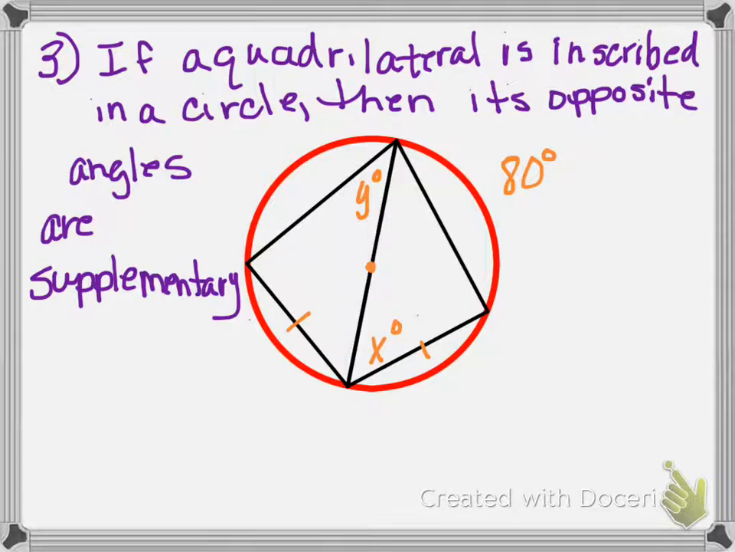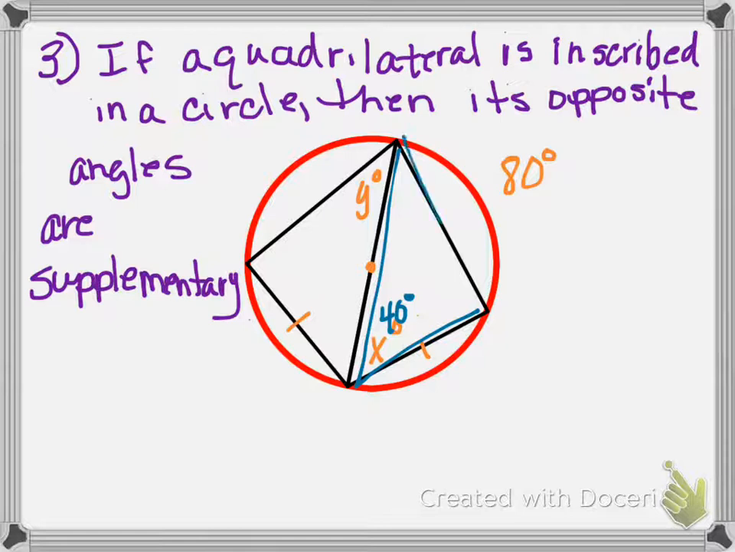Here's our third corollary. The third corollary states that if a quadrilateral is inscribed in a circle, then its opposite angles are supplementary. Okay, let's see about that. Here I have this inscribed angle, so I can find that x is 40 degrees.